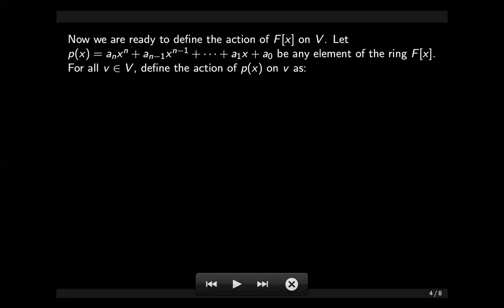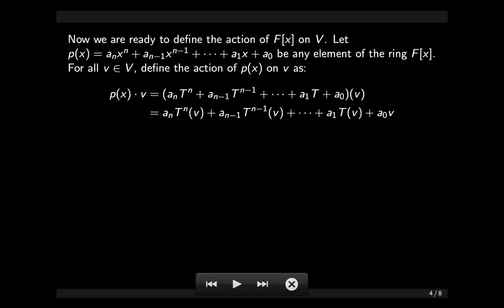For all v elements of our vector space, we define the action of p(x) on v as follows. So we have p(x) applied to v, and I'll denote the action of F[x] on V with this little dot here. That is going to be equal to, and here we see that we essentially plug in our linear transformation for x. So we have a_n T^n plus a_{n-1} T^{n-1} plus ... a_1 T plus a_0. Now all of that is being applied to our element v.